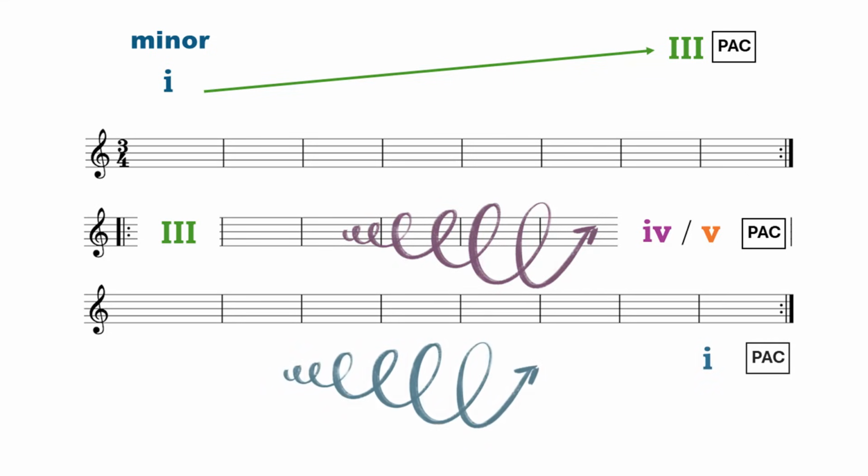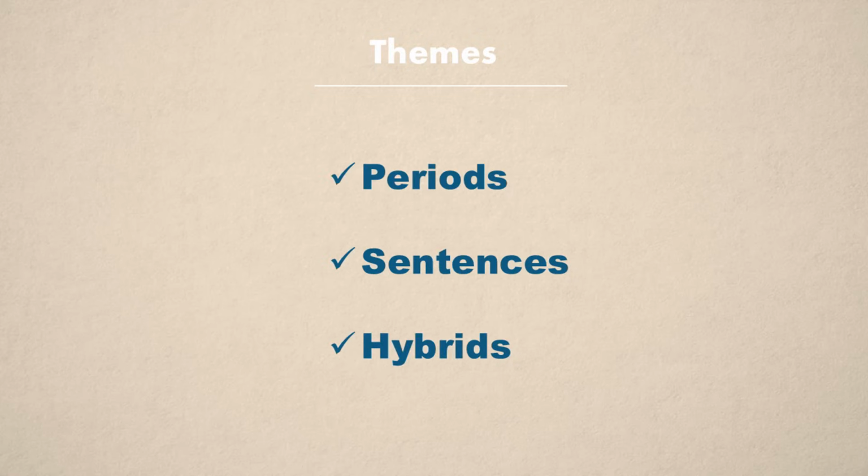Keep in mind that these schemes are just guidelines based on the most usual procedures and not absolute rules. Not all of Bach's minuets conform to them always. Now let's see how rotations are built. Most themes in Bach's minuets fall into one of these 3 categories: periods, sentences, and hybrids, which display characteristics from both. The first one is by large the most common.